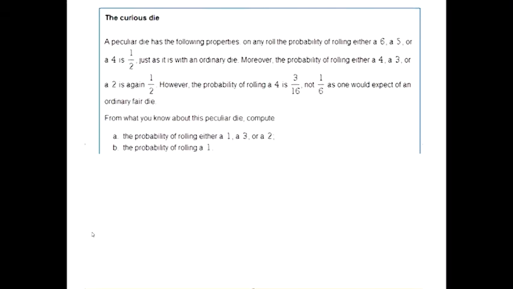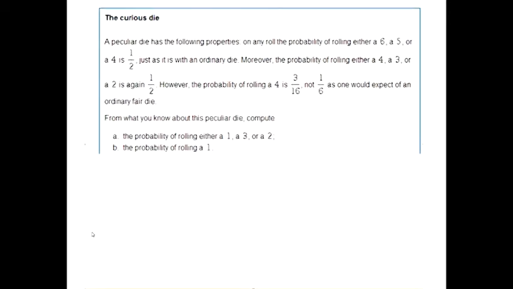A peculiar die has the following properties. On any roll, the probability of rolling either a 6, a 5, or a 4 is 1/2, just as it is with an ordinary die. Moreover, the probability of rolling either a 4, a 3, or a 2 is again 1/2. However, the probability of rolling a 4 is 3/16, not 1/6, as one would expect of an ordinary fair die.